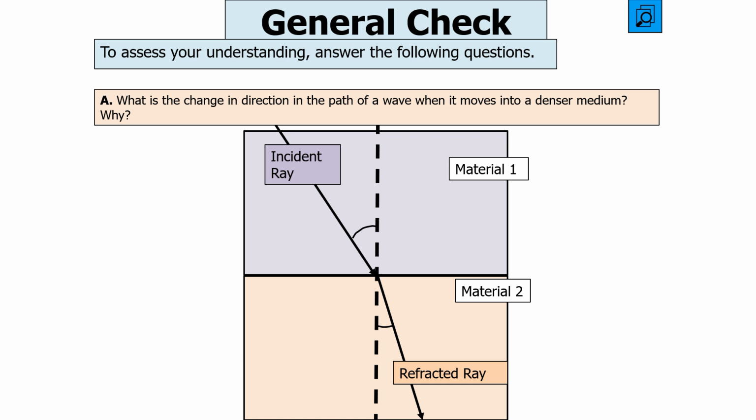a denser medium and why? So pause the video now, then unpause the video when you want to go through your answer.